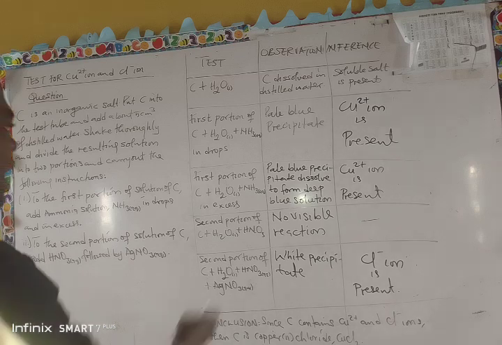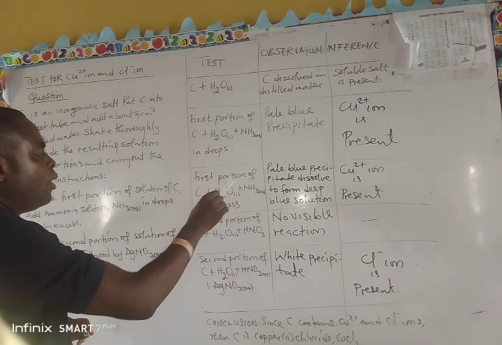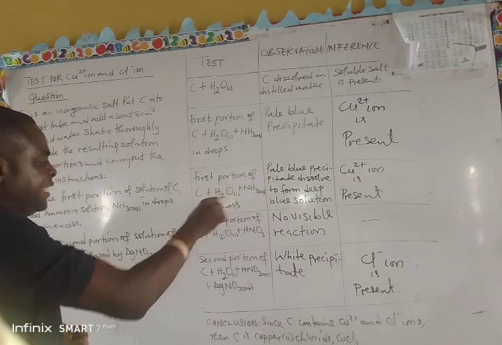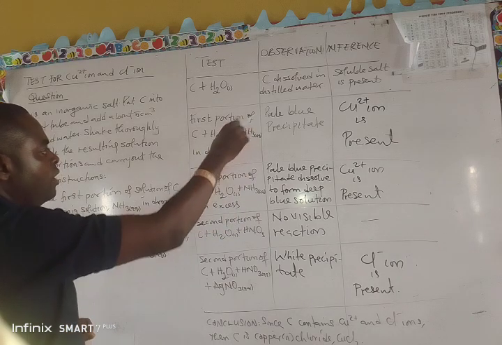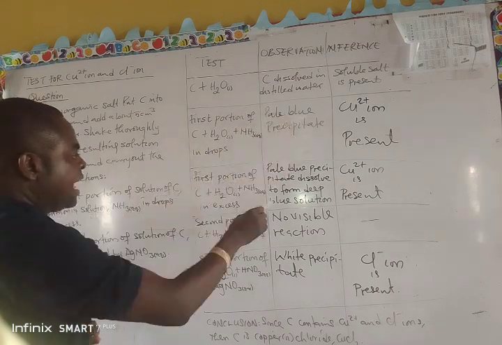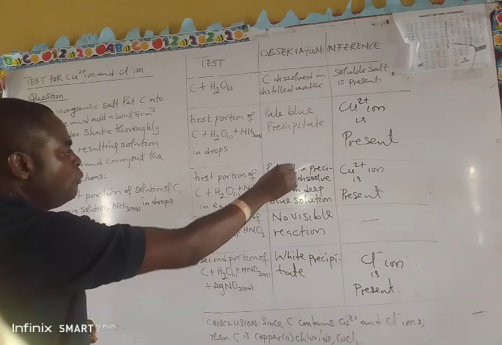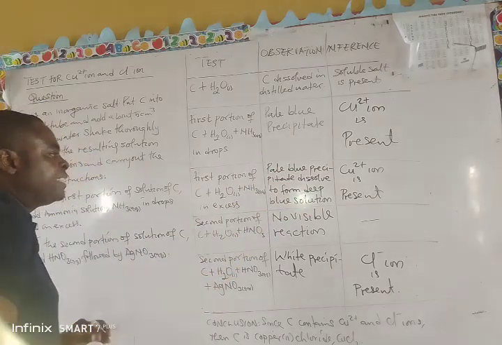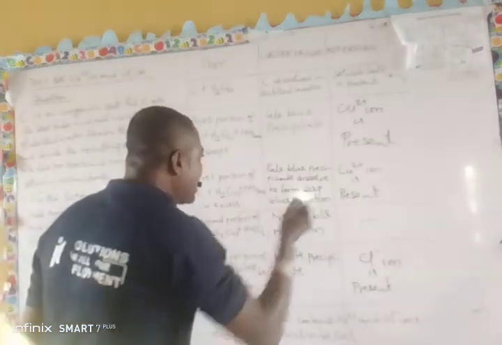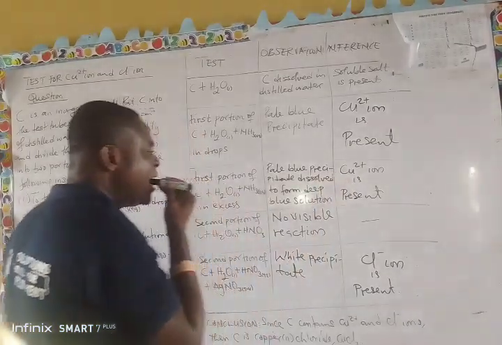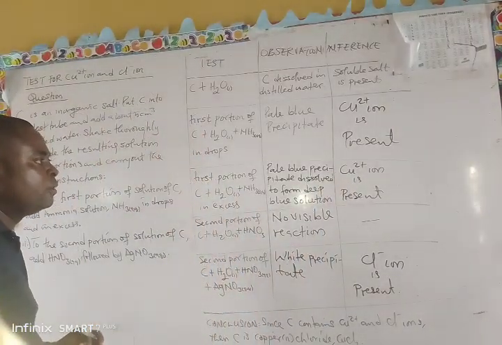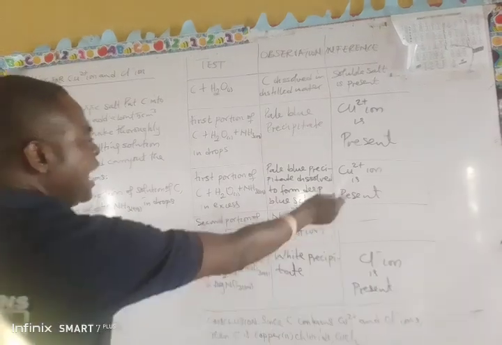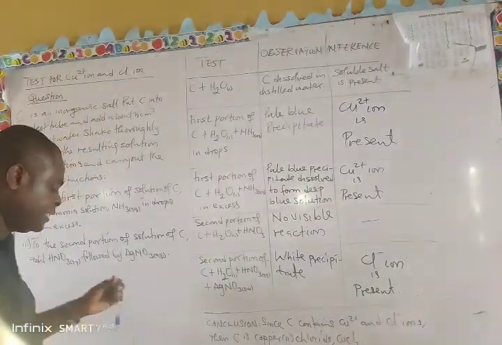So that is that. Another we have reported: first portion of C plus H2O plus NH3 in drops, we get a pale blue precipitate. Now in excess, the pale blue precipitate dissolves. It should be reported in past tense: dissolved to form a deep blue solution due to the formation of tetraamine copper 2 ion, and that confirms that copper 2 ion is present.